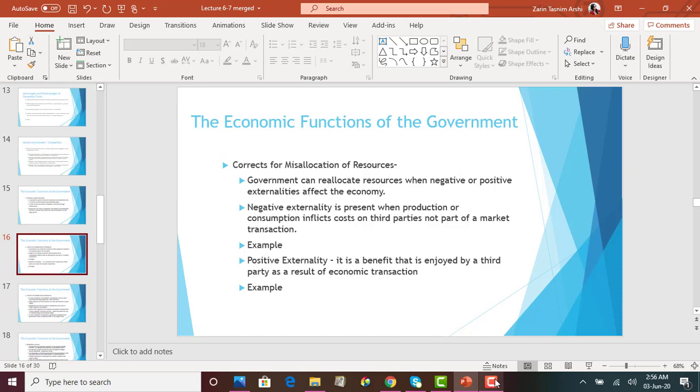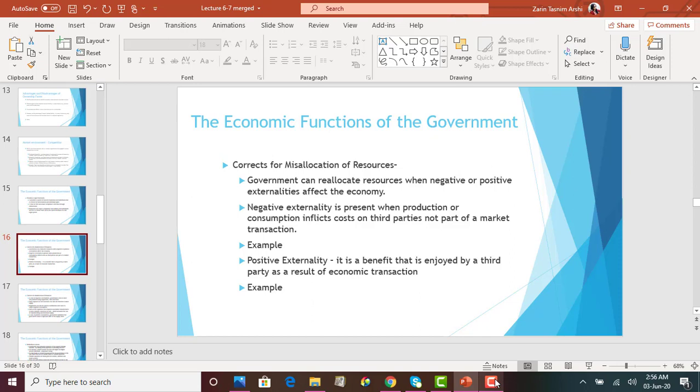Let me give you an example. Let's say I am buying a car from Tom. Tom is a car dealer and I'm buying a car from Tom. It's a separate economic transaction. I pay for the car and then I take the car home and I drive the car. But when I'm driving the car, I create pollution and I create traffic. And that is a cost to other people who were not part of the economic transaction. So that is a negative externality, and government can come and reallocate the resources to correct the negative externality. We're going to go over those shortly.